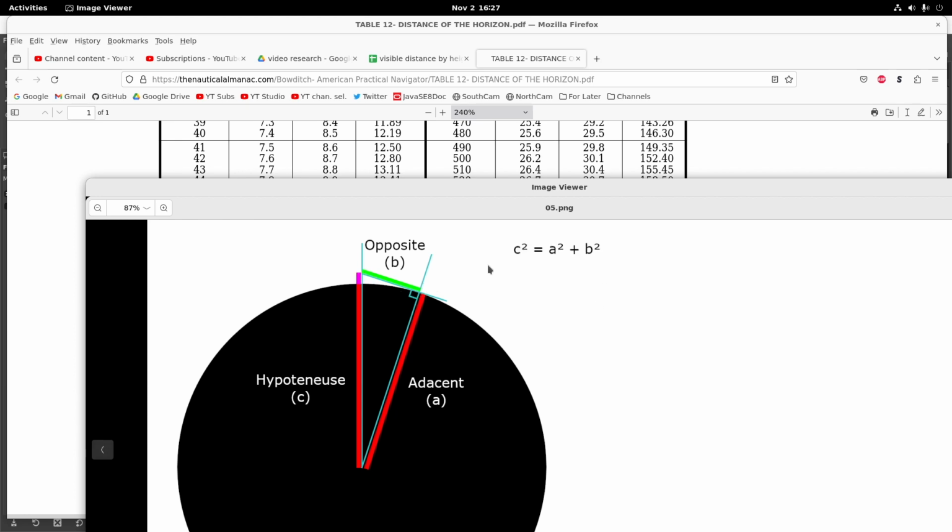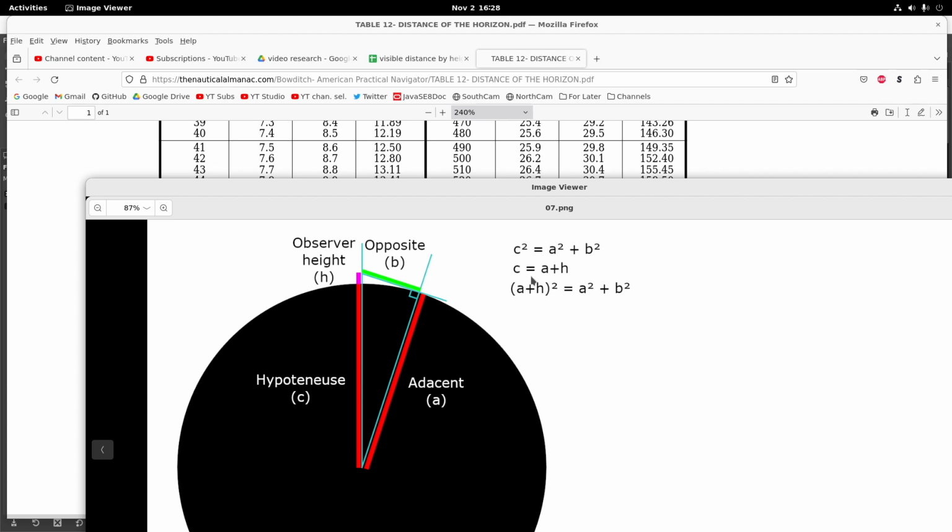We can then apply the formula side C squared equals side A squared plus side B squared. Side C, which is the hypotenuse, can be represented as the same length of side A plus an extra height. So if we substitute C for A plus H, this is what we get.